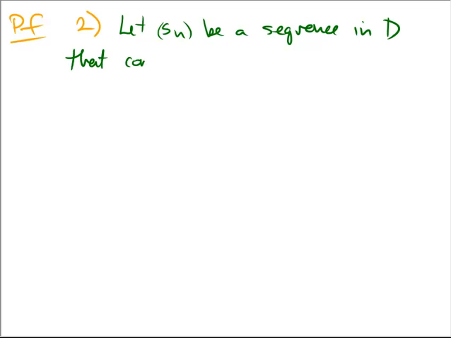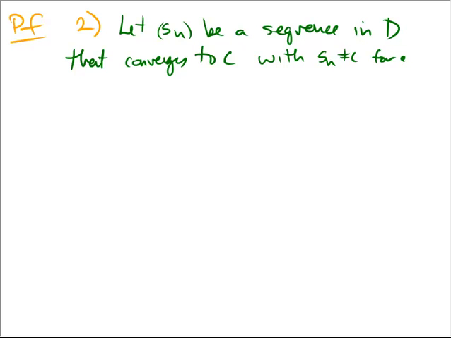let Sn be a sequence in D that converges to C, but with Sn not equal to C for any n.